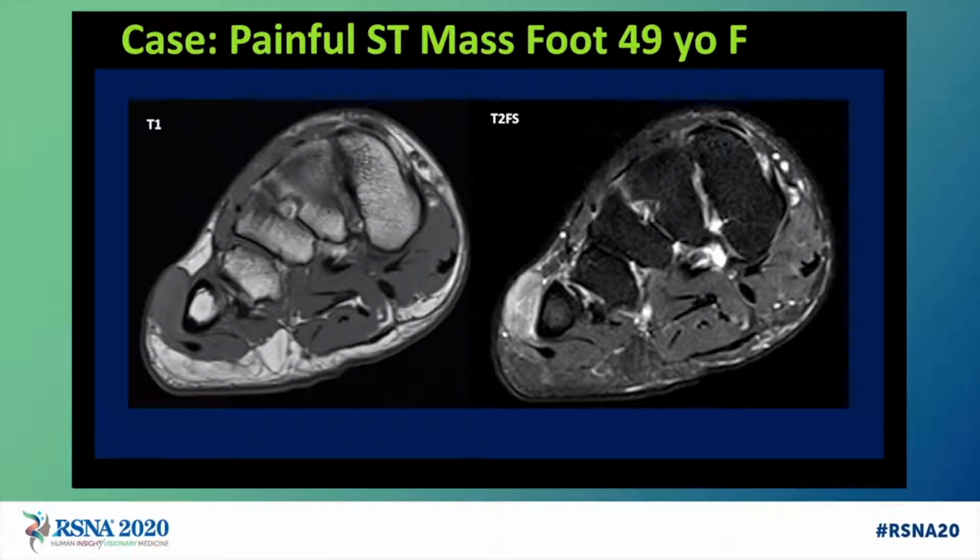We are presented with the T1 and T2 weighted short axis MR images, which demonstrate a well-defined lobular lesion centered in the subcutaneous tissues, which is isointense to muscle on T1 and heterogeneously increased signal on our T2 fat-saturated sequences. Note that there is subtle remodeling of the dorsal cortex of the 5th metatarsal, and there's also a thin vessel extending dorsal medially from the base of the lesion.